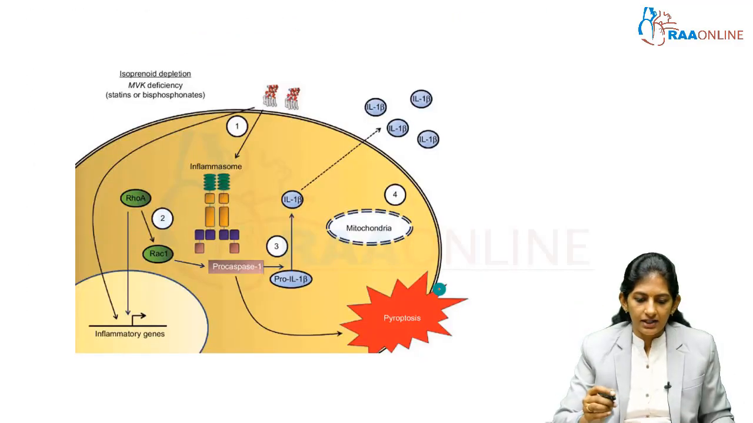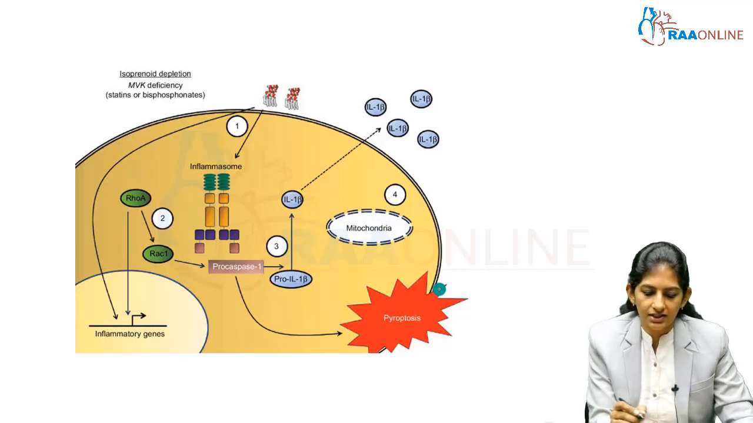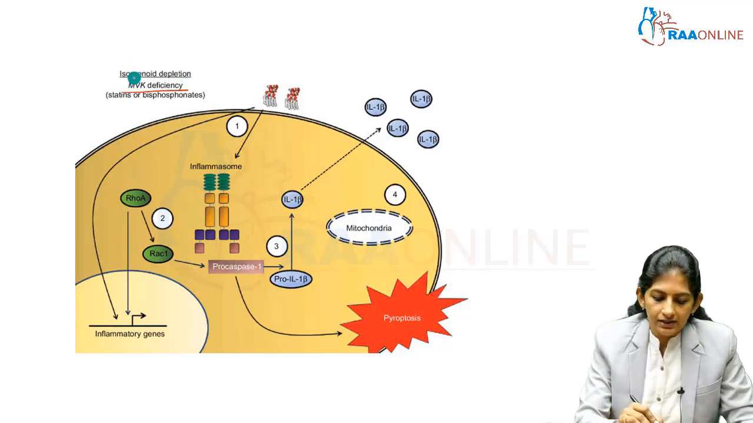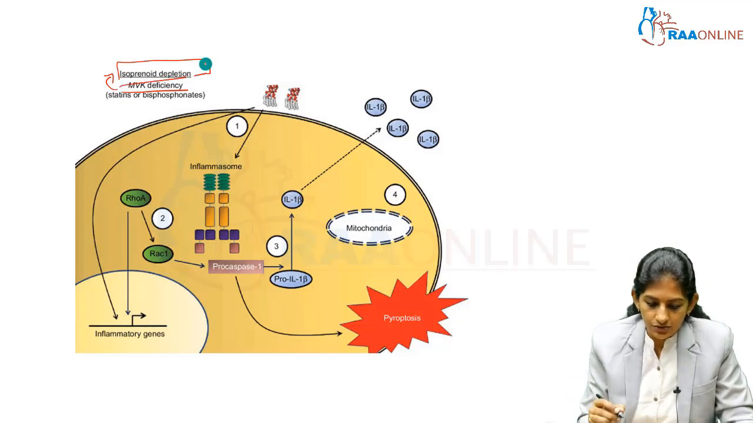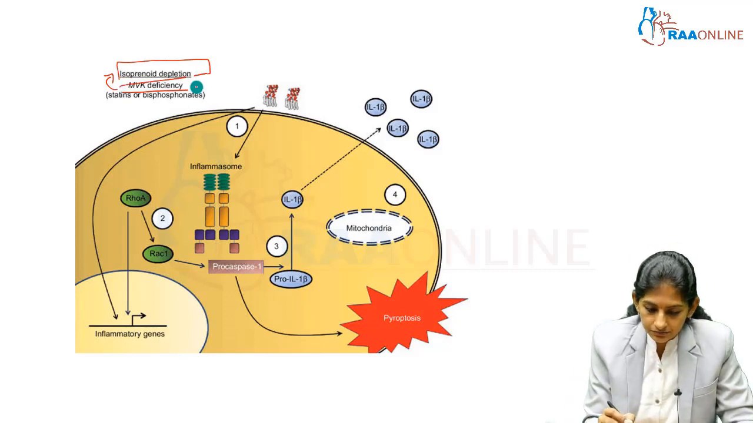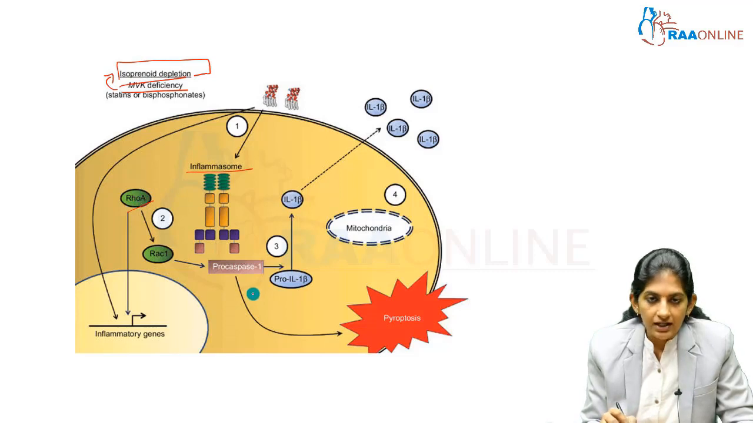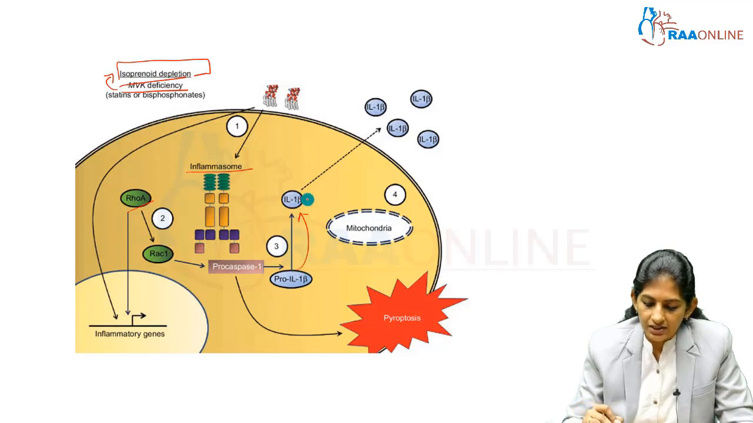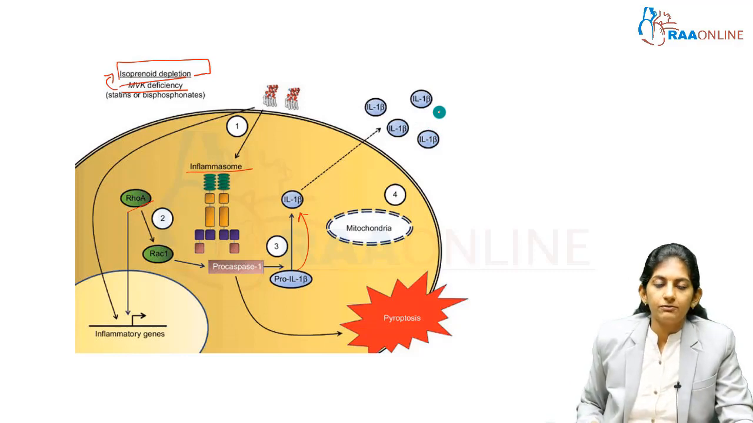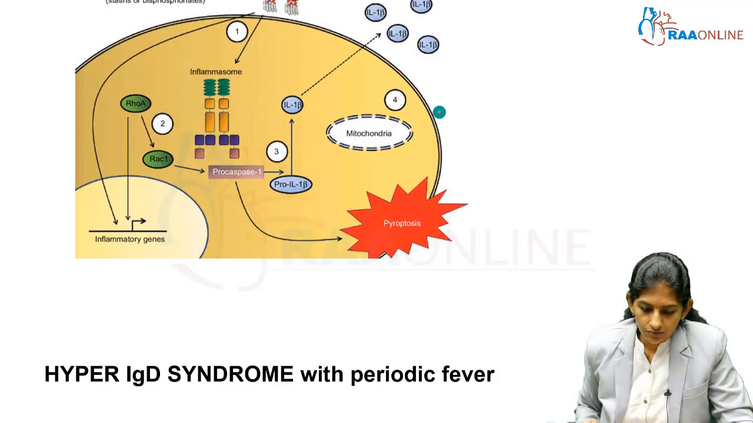So, mevalonate kinase deficiency. When there is mevalonate kinase deficiency, it leads to isoprenoid depletion intracellularly. So, there is a depletion of isoprenoids. This will trigger the inflammasome, trigger the activation of RAAA. So, again, like we saw in familial Mediterranean fever, the pro-IL-1 beta gets converted to IL-1 beta, secreted outside, and that causes fever, periodic fevers or chronic autoinflammation.